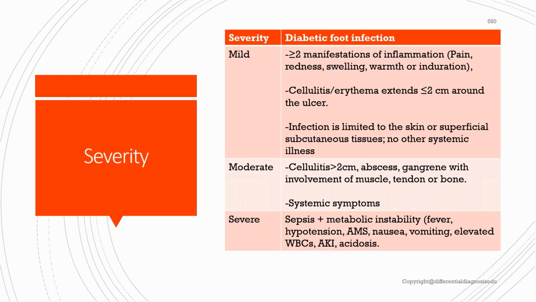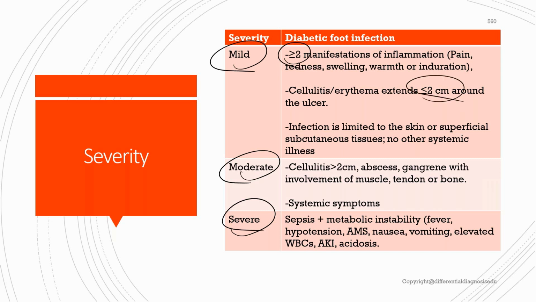You can assess the severity of foot infection: mild, moderate, severe. Mild is two or more inflammatory signs like pain, redness, swelling, with cellulitis less than 2 centimeters around the ulcer and infection limited to the skin and superficial. If it involves more than 2 centimeters with abscess, gangrene, involvement of muscle, or systemic symptoms, it is moderate. And if the patient is septic with organ involvement, it is severe.